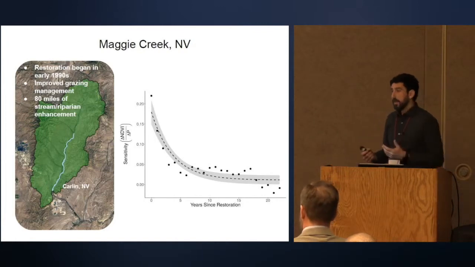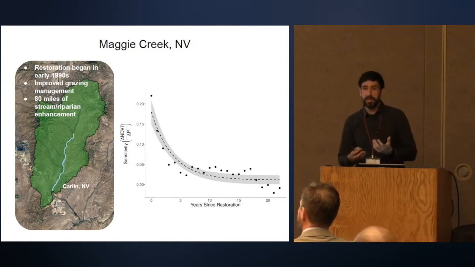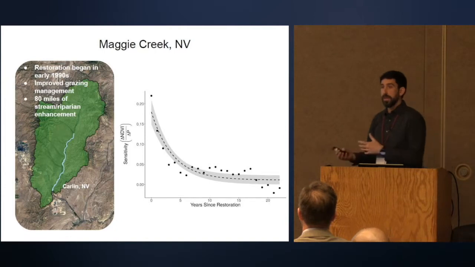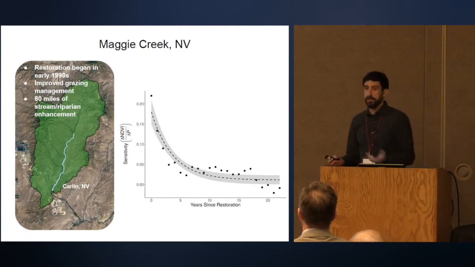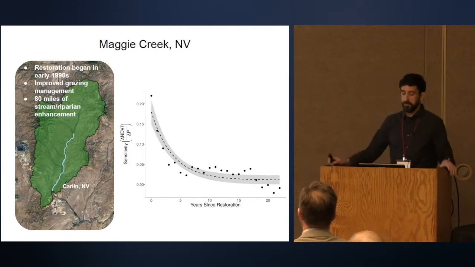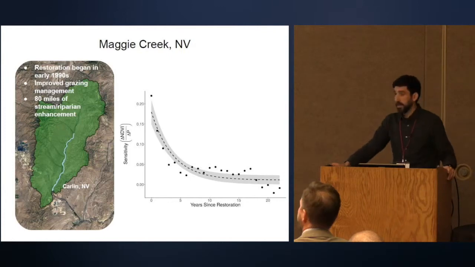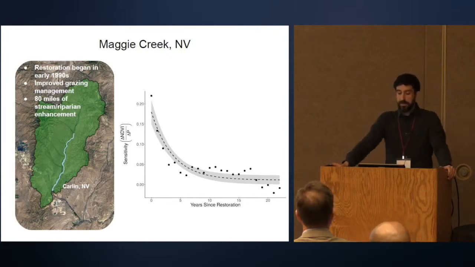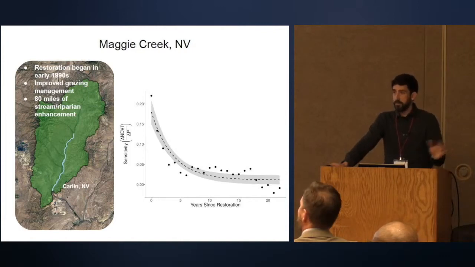Essentially, this sensitivity is the amount of change in NDVI per change in precipitation in this case, or in water or some sort of water metric. And you can see here in the years since restoration that sensitivity has dropped almost exponentially up until the present time, where it's flattened out.